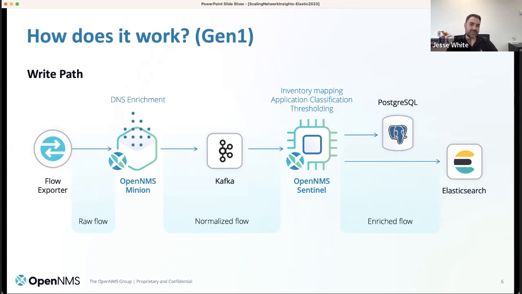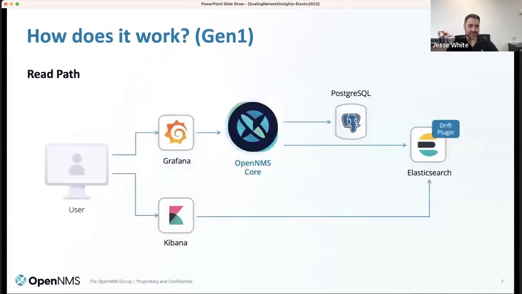So again, the Minions are typically deployed at remote sites, locations, or within data centers, and then the Sentinels are used to process those and then index them into Elastic. So that was the write path. Now, if we look at the read path, the way users typically look at it, they'll interface with either Kibana or Grafana. For Grafana, we do have a custom plugin or application that can be used to query OpenNMS core, which then ends up doing read queries to both PostgreSQL and Elastic. And you do see noted on Elasticsearch, we do have a plugin indicated there as well. We'll cover this Drift plugin in a couple slides later.